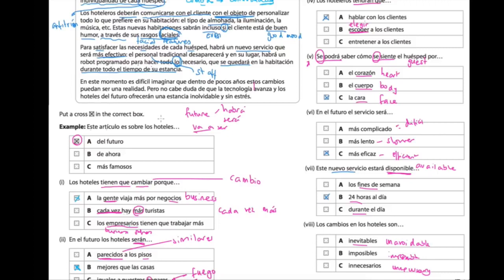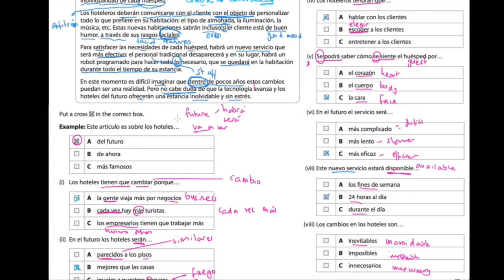So, en este momento, in this moment, or at this time, es difícil imaginar, it is difficult to imagine, que dentro de pocos años, in a few years' time, notice this, dentro de, literally inside of few years, estos cambios puedan ser una realidad. So, it's difficult now to imagine that in some years' time, these changes will be a reality. Pero no cabe duda, there's no doubt, de que la tecnología avanza, technology is advancing, y los hoteles del futuro ofrecerán una estancia inolvidable y sin estrés. So technology is advancing and future hotels will offer an unforgettable and stress-free stay.